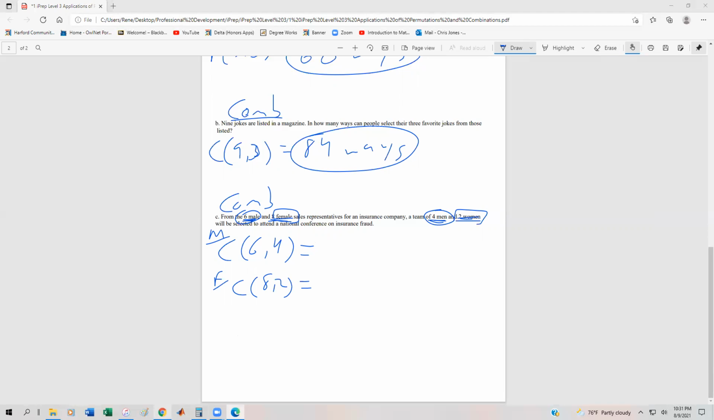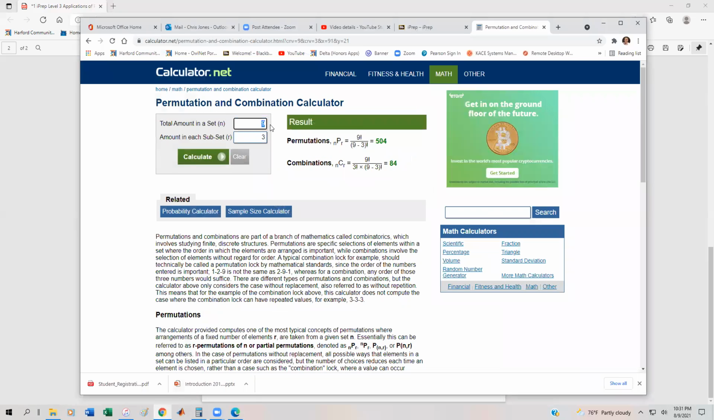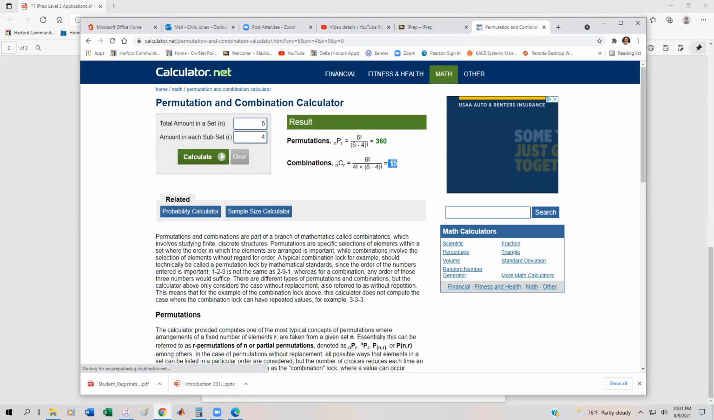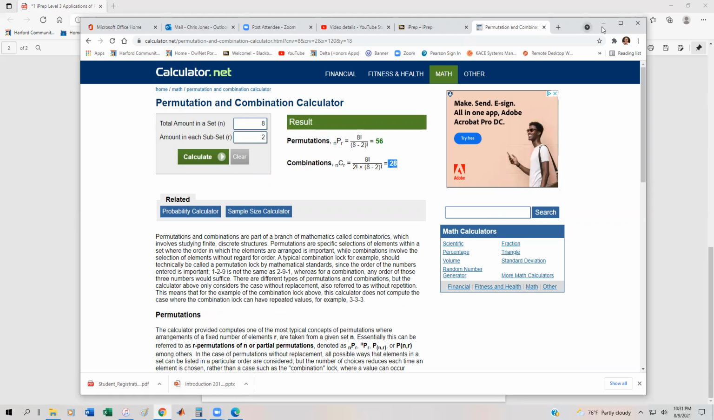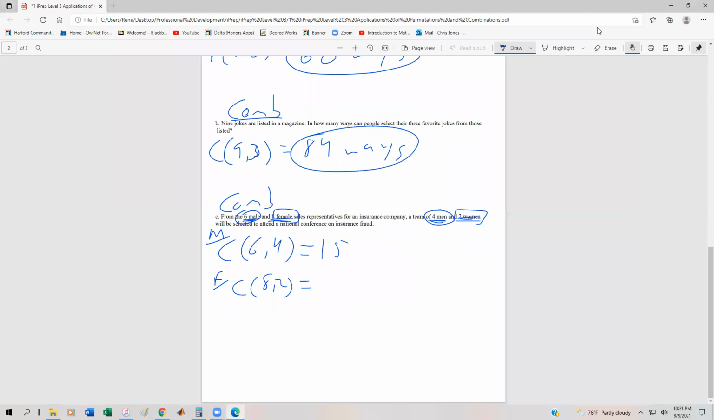So remember, we have 6, 4. And 6, 4 is 15. So just remember that number. And then we had 8, 2. And that's 28. So we had 15 and 28. Now, 15 is the number of ways that the males can be selected, and 28 is the number of ways that the females can be selected.